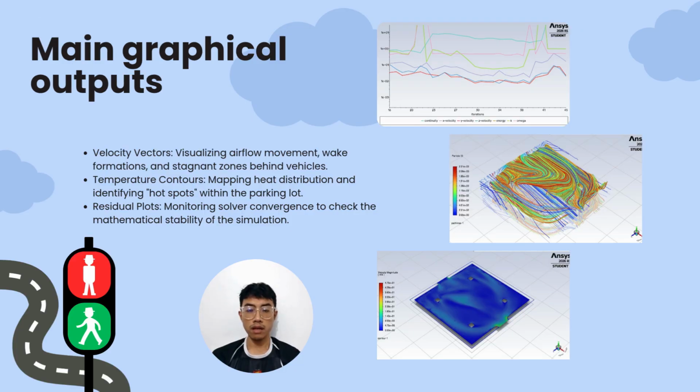Moving on to the visual analysis phase. Three main graphical outputs were extracted from the ANSYS Fluent software to evaluate the ventilation efficiency within this enclosed parking structure. First, looking at the velocity vector, this output is utilized to visualize fluid flow behavior in detail. Through these vector plots, we can clearly identify the formation of wake regions, which are low velocity dead zones, as well as stagnant air pockets occurring immediately behind the vehicle structure.